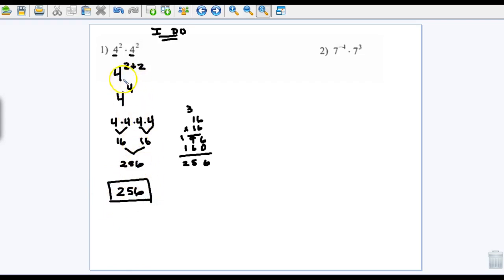Right now, really, where I want you to get to at least is that we have 4 to the 4th. Okay? Go ahead and pause now. Copy this down. When you're ready, push play, and we will continue.